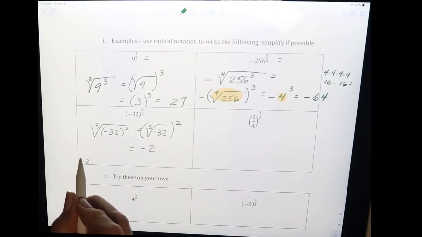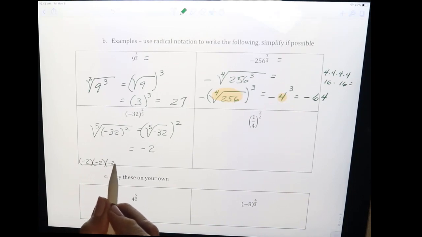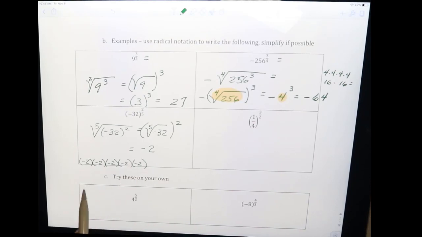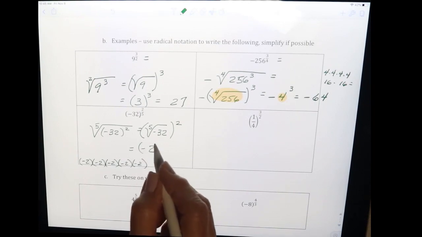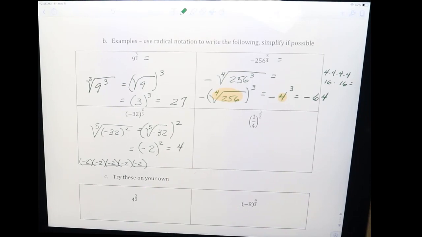Let me double check that. If I multiply negative 2 times itself 5 times, does that bring me back to negative 32? And I think it does. So here's 4 times 2 is 8, times 2 is 16, times 2 is 32. That would bring me to a negative 32. And now I'm going to square that. And it looks like my result is going to be 4.